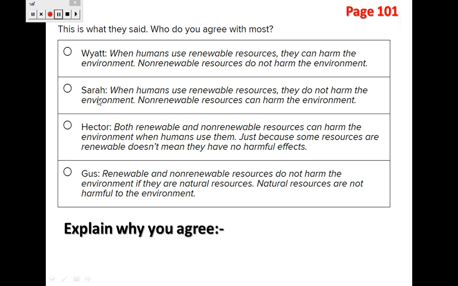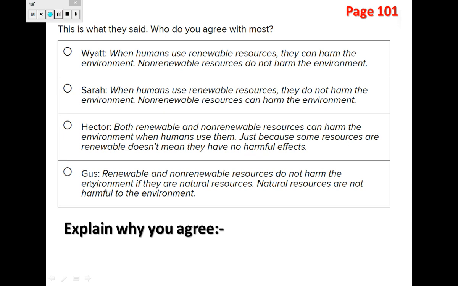Okay, Sarah: when humans use renewable resources, they do not harm the environment. Non-renewable resources can harm the environment. Hector: both renewable and non-renewable resources can harm the environment when humans use them. Just because some resources are renewable doesn't mean they have no harmful effects. So Hector, he thinks that both renewable and non-renewable cause harm to the environment.